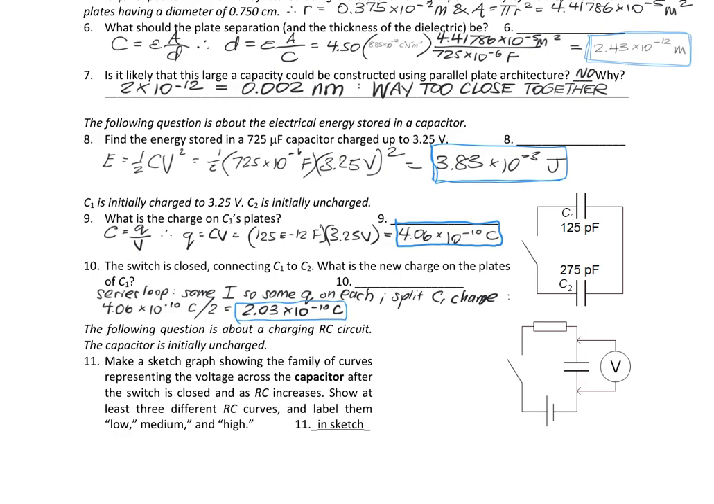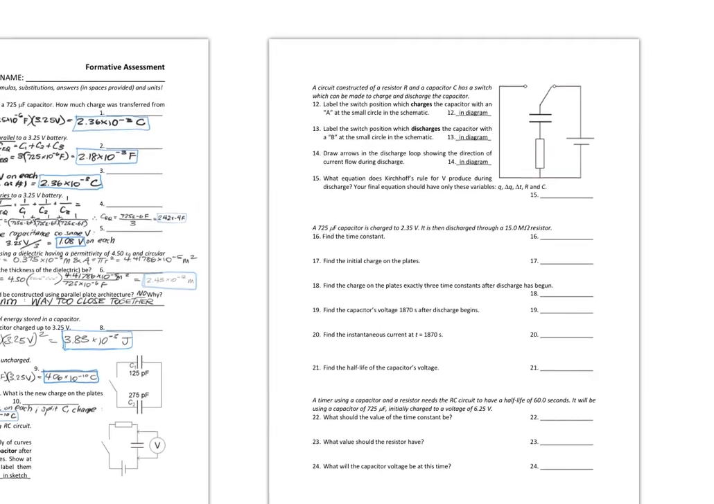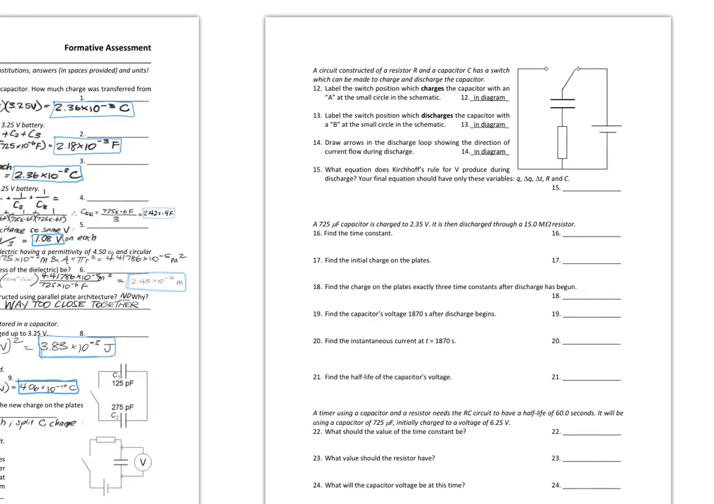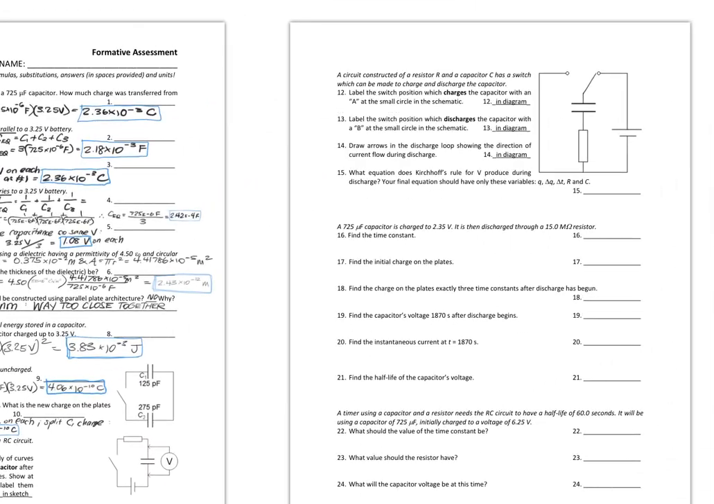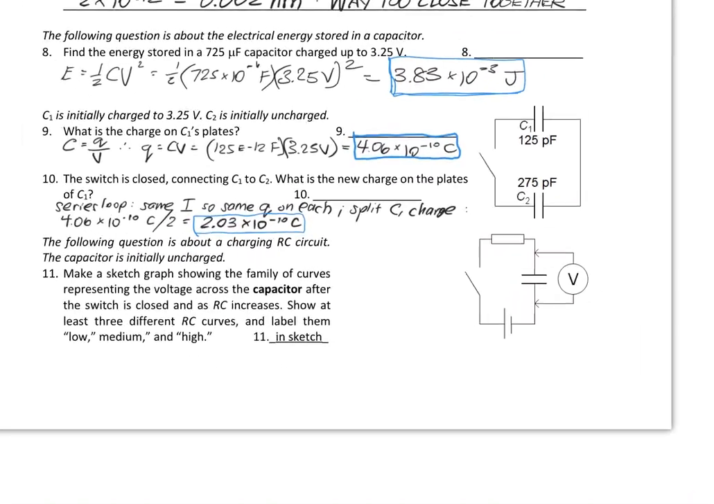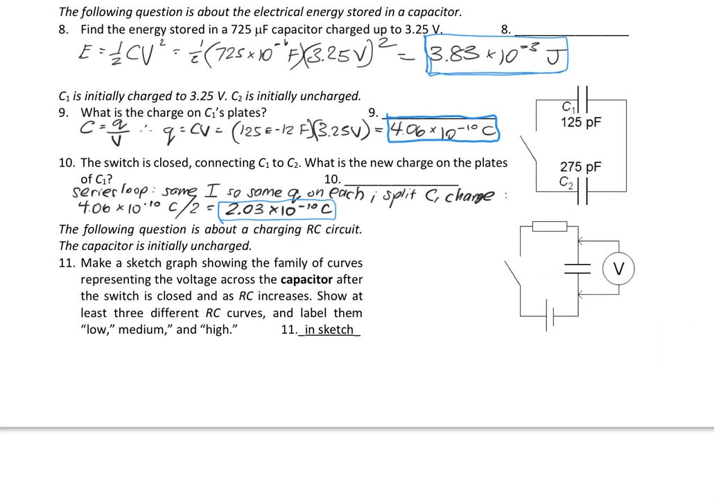Okay, 11. So let's see, I bet they want curves for the capacitors, or they want it for the resistor. No, it's a different setup. 11 is just, yeah, 12 through 15 is different. So they just want the curves for the capacitor. I'll also include the curves for the resistor.